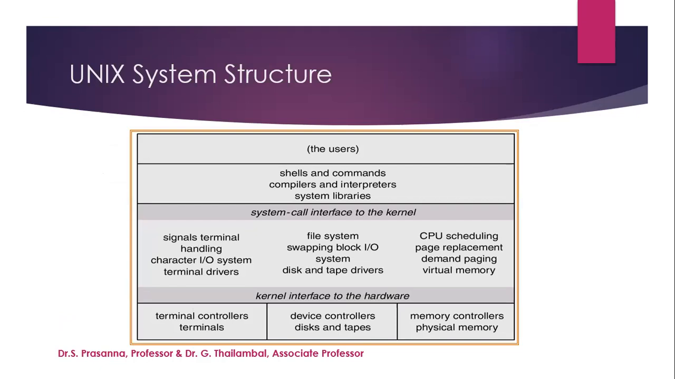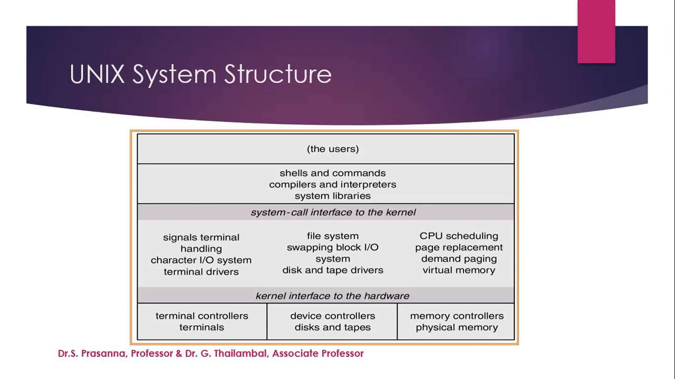So this is how it looks. In the beginning, you have the users. The user will give a command in a Unix language. The shells and commands, compilers and interpreters, and system libraries come under the second phase. And in the third phase, you have the system call interface to the kernel. So all the commands, all the programs, whatever you write in shell, compilers or interpreters, everything will be converted to a system call interface, and then it is sent to the kernel.